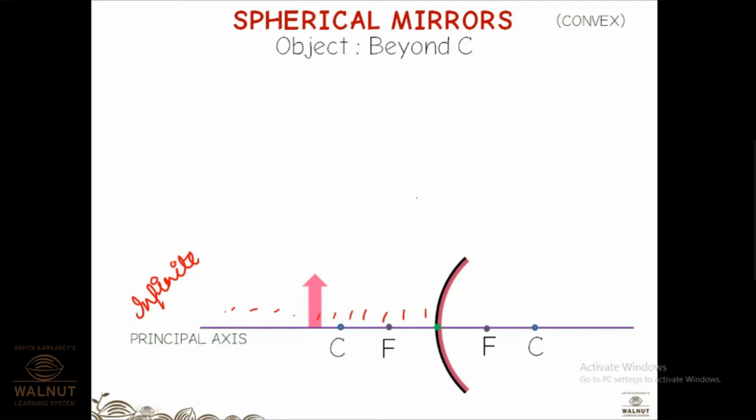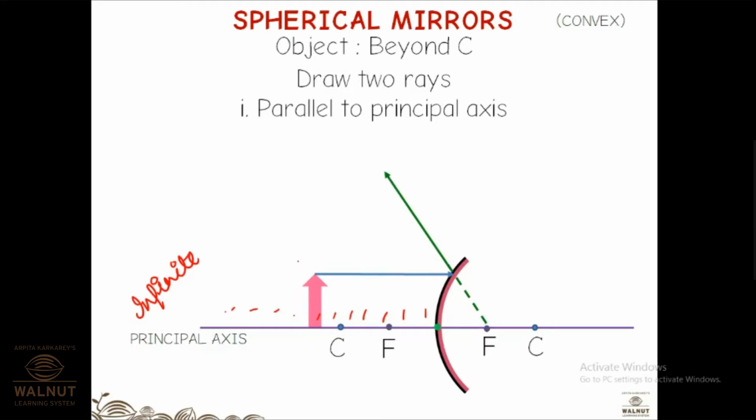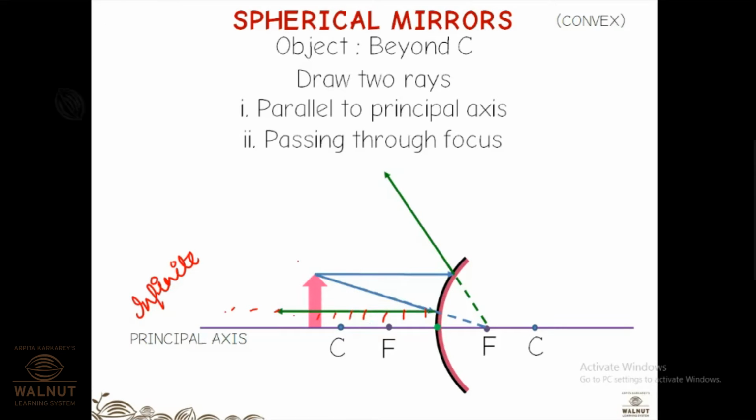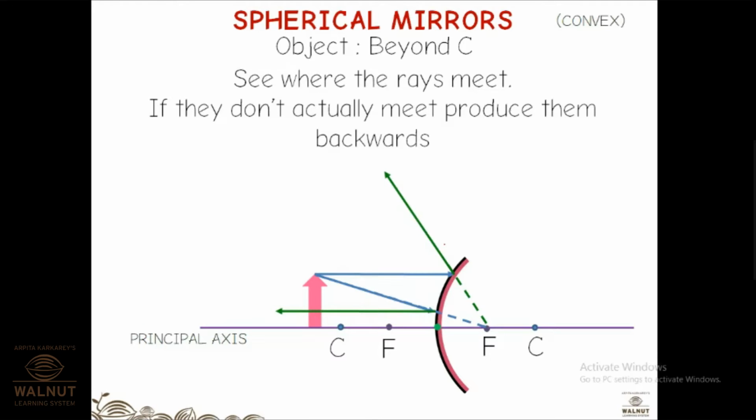So now this position is beyond C, that is beyond center of curvature. Draw two rays, one parallel to the principal axis, and one passing through the focus. Okay, now what we have done is we have drawn two rays, incident rays. First ray is parallel to the principal axis and the second ray is passing through the focus. Green color denotes the reflected ray, blue color denotes the incident ray. Okay. See where the rays meet. If they don't actually meet, produce them backwards.